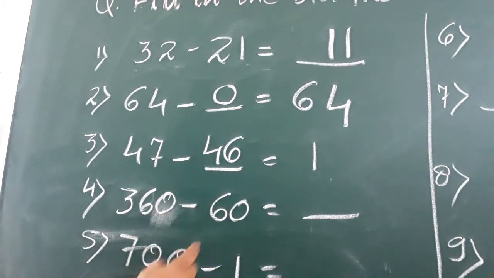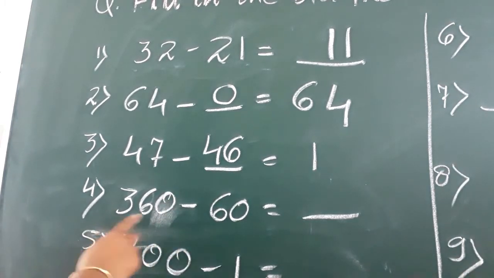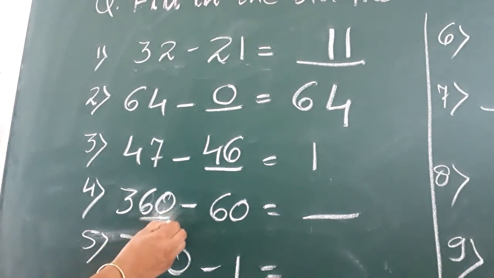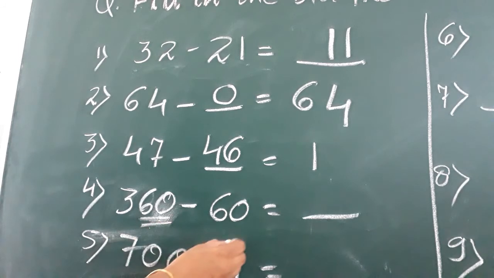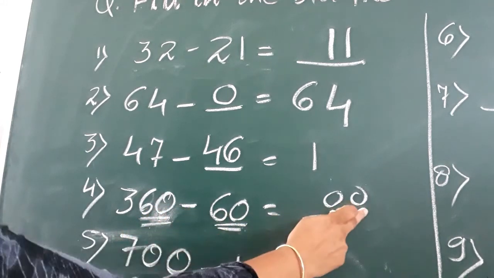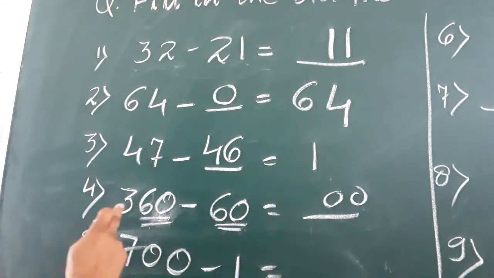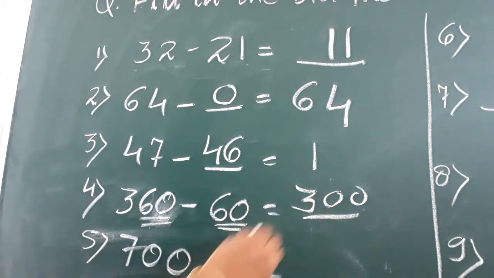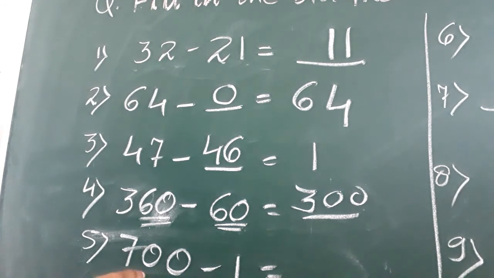Now fourth question, what does it say? 360 minus 60 is which number? Now here you can see the number formed by tens and ones digit, and here also the number formed by tens and ones digit are the same, 60 and 60. So here the answer will be 0, 0. 0 minus 0 is 0. 6 minus 6 is 0. And here you have 3. So write there 3. Now fifth question, what does it say? 700 minus 1 is which number?